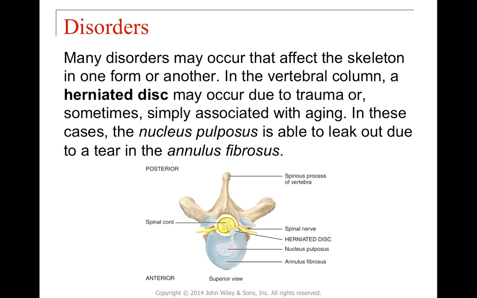So let's talk about disorders that might go wrong. One of the things that we talked about previously was slipped disc or herniated disc. And if a herniated disc occurs, basically what happens is the pulp region pops out, so that's here, the nucleus pulposus pops out of that fiber region, the annulus fibrosus region, and starts pressing on a nerve.